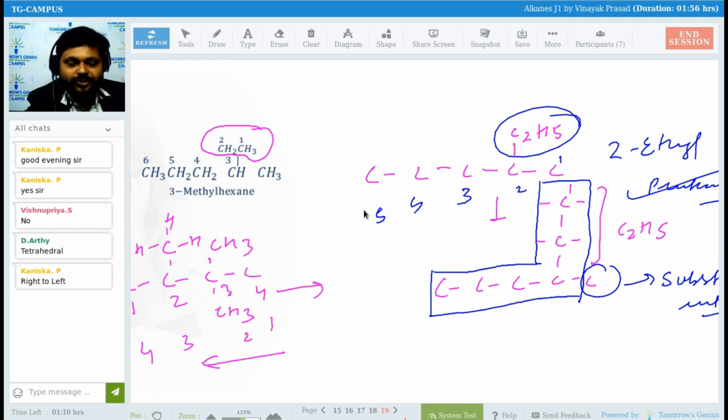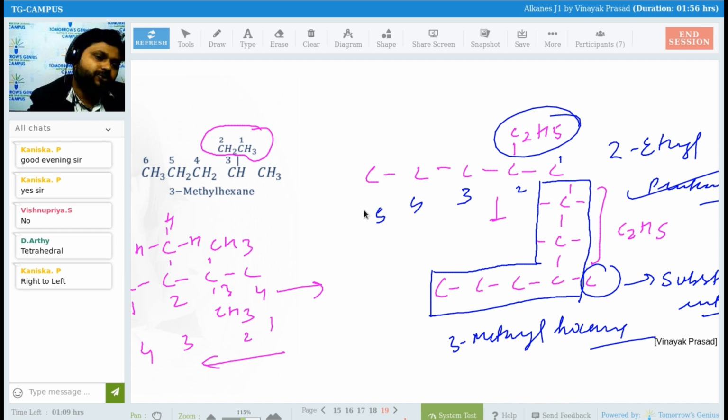So this is not ethyl. This will be counted in the main carbon chain. And the right option will be 1, 2, 3, 3-methyl hexane. 3-methyl hexane should be the right answer for this question. Yes or no, guys? What do you think? Am I correct or not?